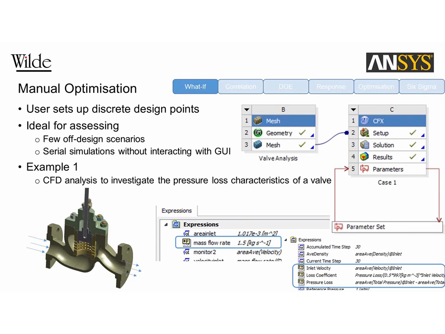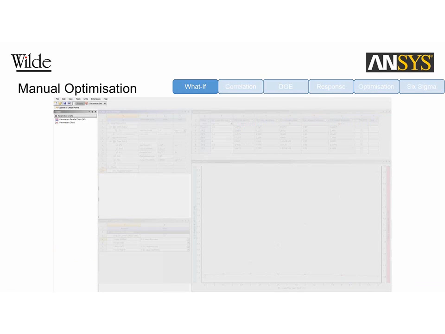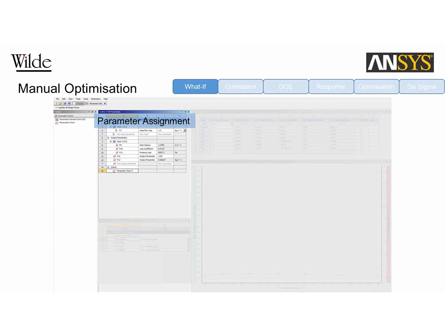Schematically, with ANSYS, this is how it looks. You've got your CFD solution out here that is driven by DesignXplorer. You'll notice there are parameters going out of DesignXplorer into CFD, and CFD is sending back output parameters into the DesignXplorer set. If you actually went into the DesignXplorer window, this is what you would see. You'd see the parameter assignment: the mass flow rates being the input, and the velocities and loss coefficients being the outputs.